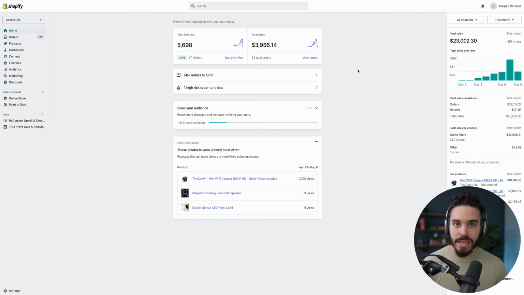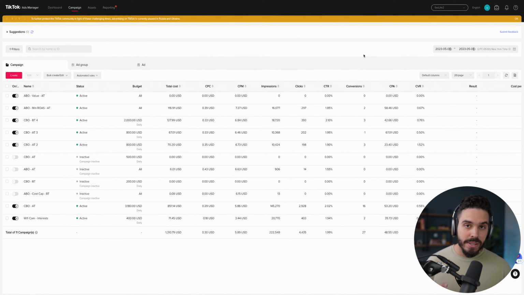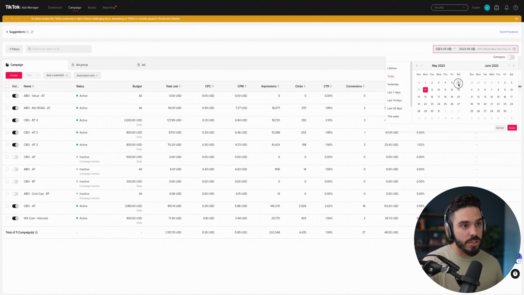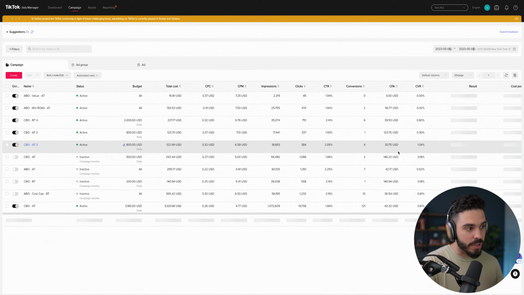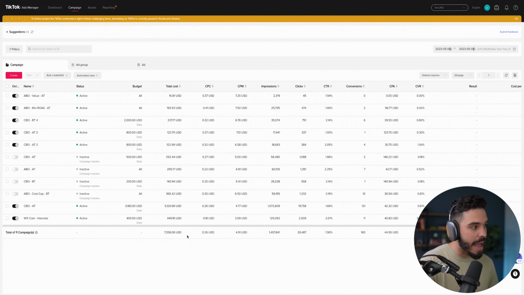Now, let's hop into the ad account and show you what's going on over there. So this product was started on May 2nd. And by May 5th, the original ad account got suspended for spending too much too fast. I thought I had warmed up the ad account properly, but I didn't. So this ad account that you see right here has been running since the 6th. The 6th was the first day that we ran an ad on this account.